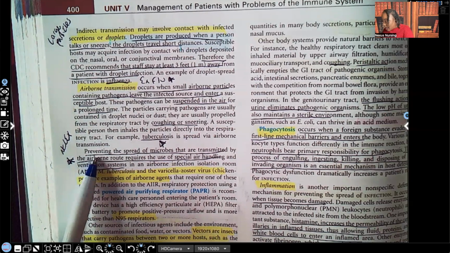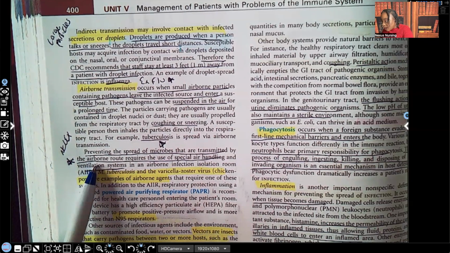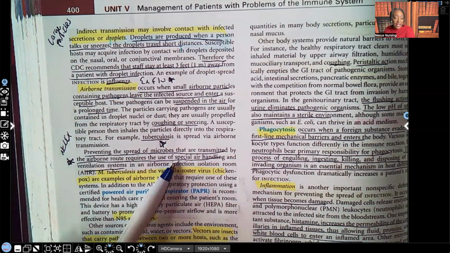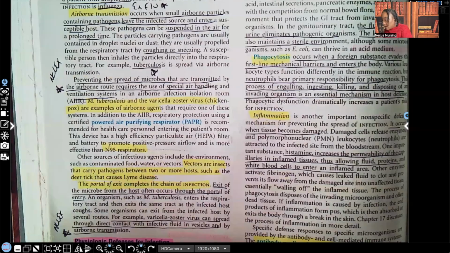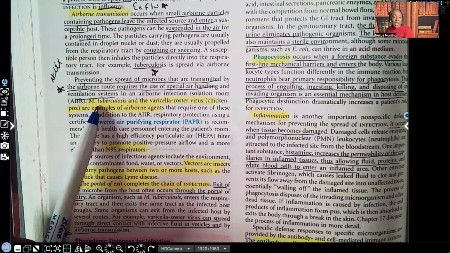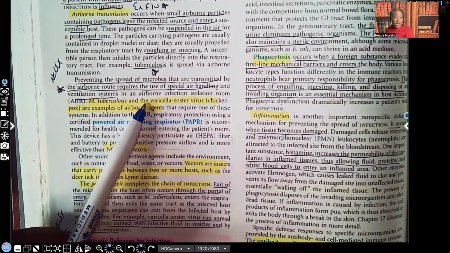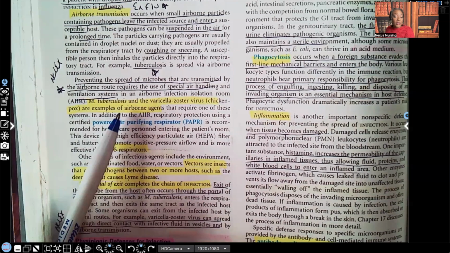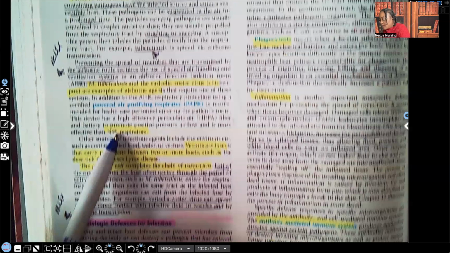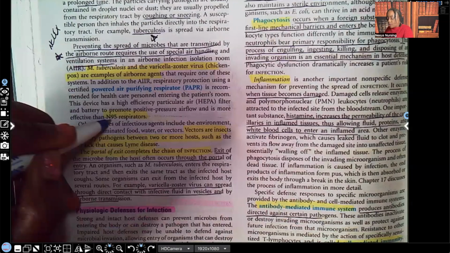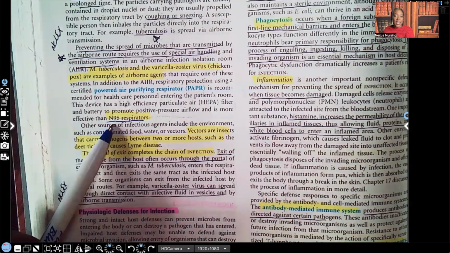Preventing the spread of microbes that are transmitted by airborne route requires the use of special air handling and ventilation systems. For TB, tuberculosis, which we just talked about, we know it's airborne. Varicella, that's the chicken pox, also airborne, guys. These are examples of airborne agents. You need to know that. These are examples that are famously used on test questions. This is the type of mask you're going to be wearing for the airborne precautions. N95. It has to be fitted for your face.